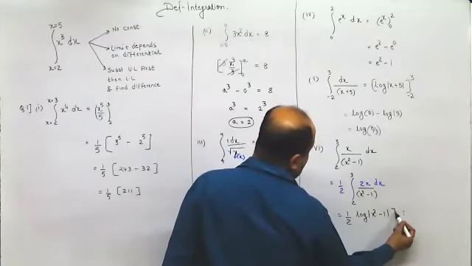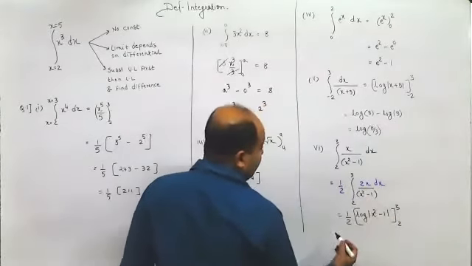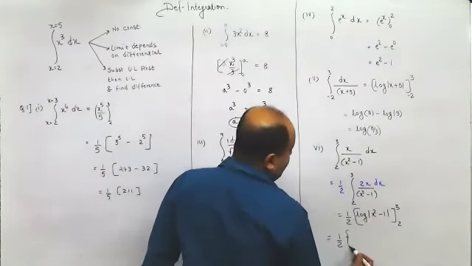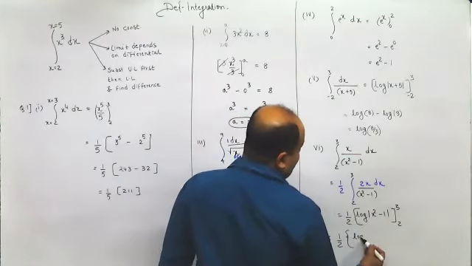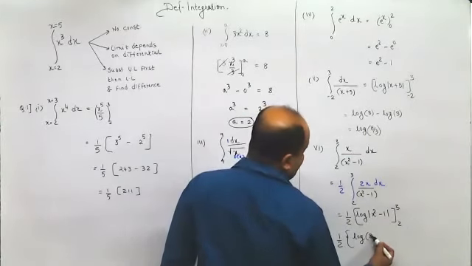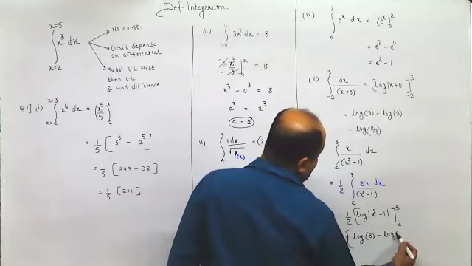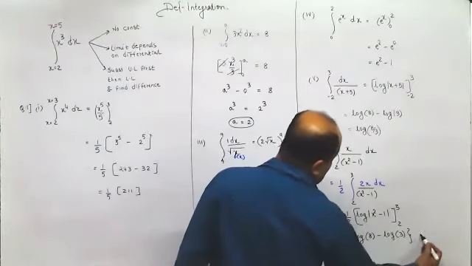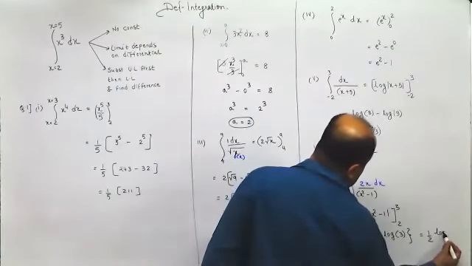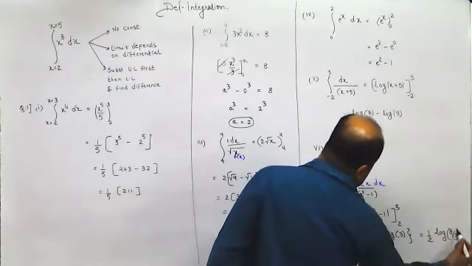Sorry, no c. Here, this would be 2 and 3. Since this is definite integration, you won't get a constant here. 1 upon 2, first substitute the upper limit. You will get 3 square, 9 minus 1, 8. And minus log of 2 square minus 1, that is 3. So this is 1 upon 2. This is log a minus log b, that is log 8 upon 3.